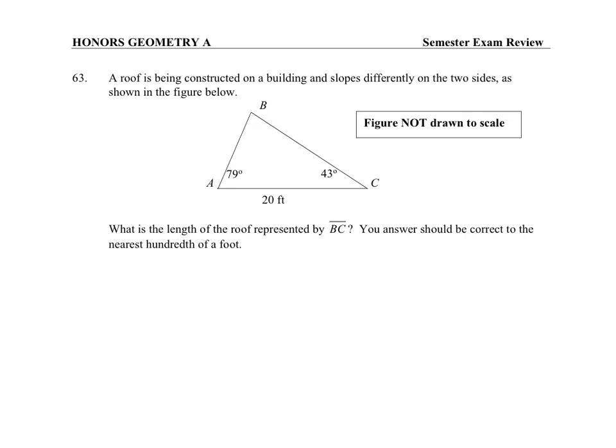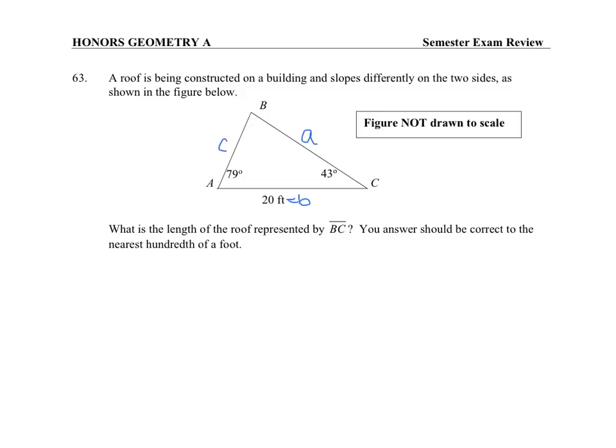And for our last question, 63, a roof is being constructed on a building and slopes differently on the two sides as shown in the figure below. What is the length of the roof represented by BC? So this is our unknown. Remember that across from angles, we can say that this is side A, this is side B because it's across from angle B, and this is side C because it's across from angle C. Our answer should be correct to the nearest hundredth of a foot.